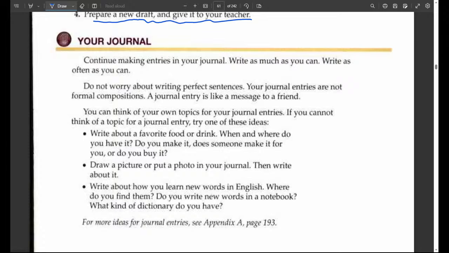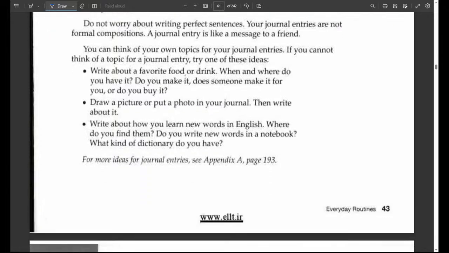Think of your own topic for your journal entries. If you cannot think of a topic for a journal entry, try one of these ideas. Write about a favorite food or drink, and where you have it. Do you make it? Does someone else make it for you, or do you buy it? Draw a picture or put a photo in your journal, then write about it.